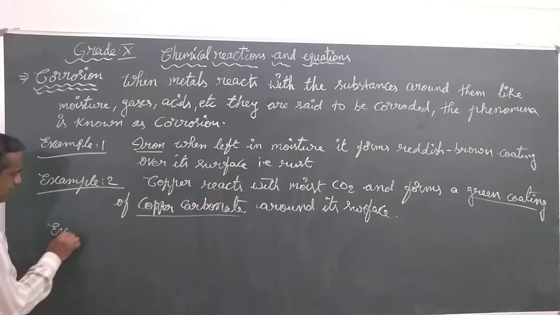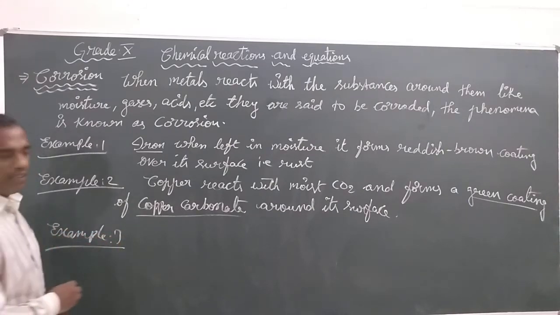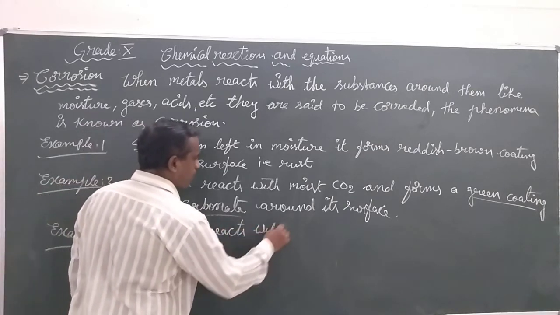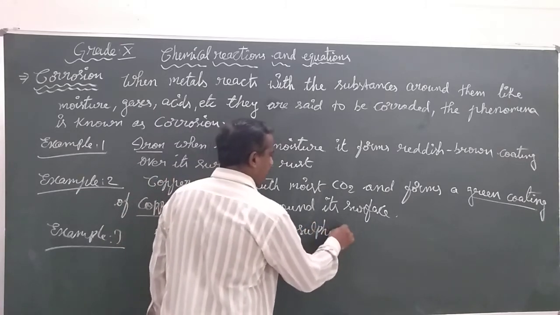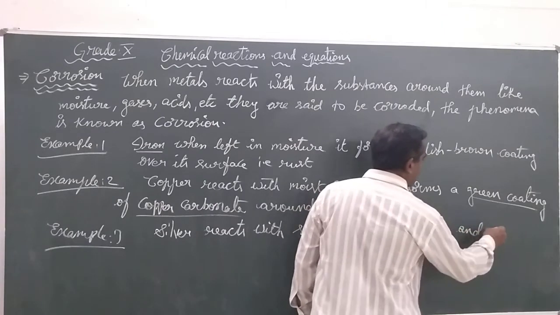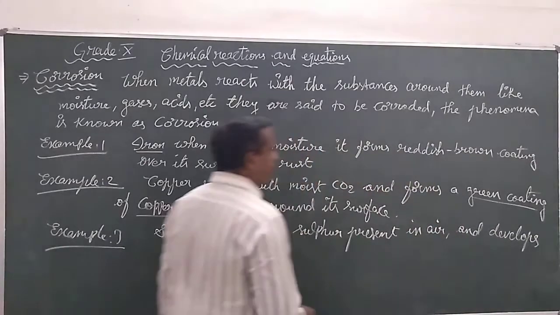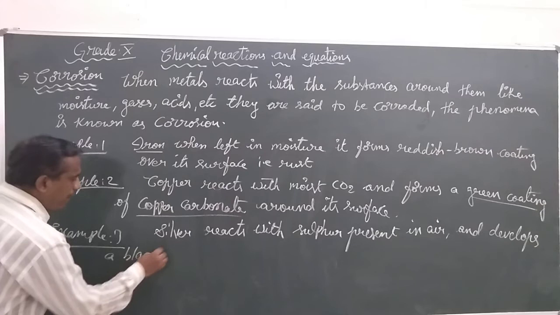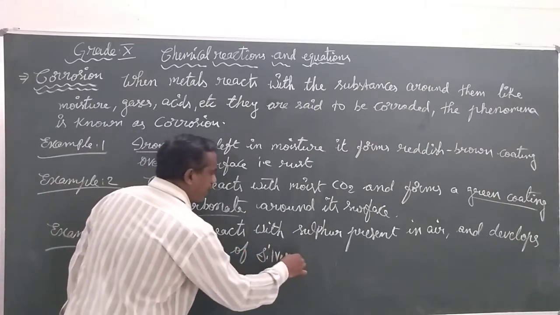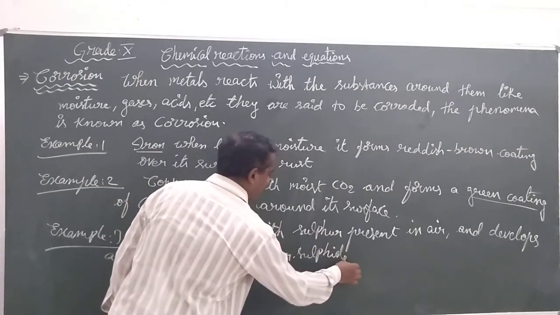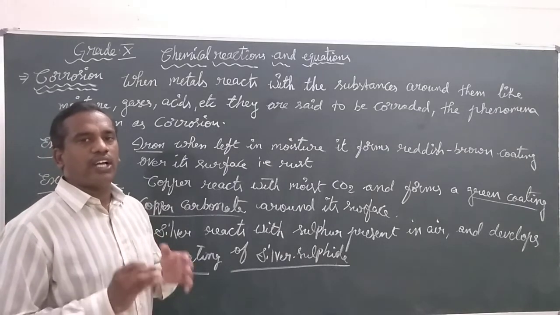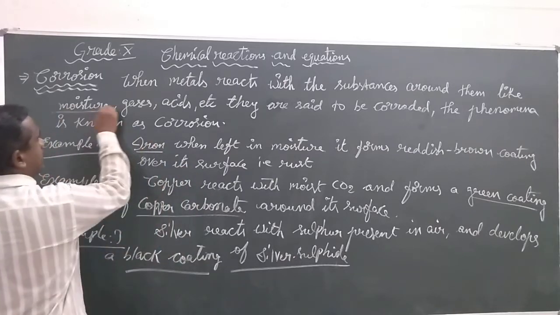So we take it as our example number 3. Silver reacts with sulfur present in the atmosphere or in the air and develops a black coating of silver sulfide.